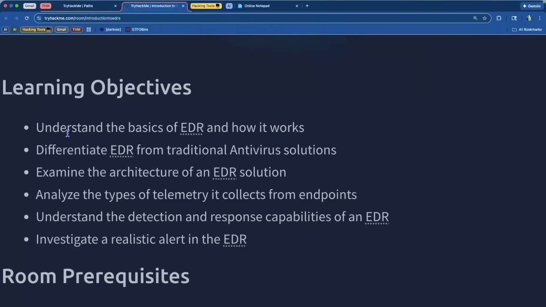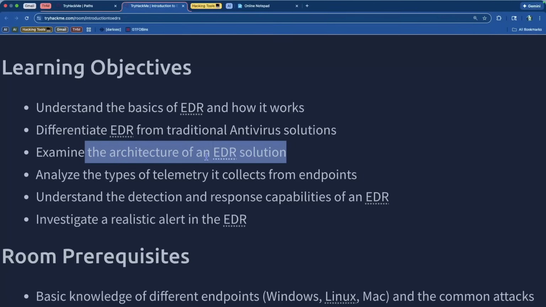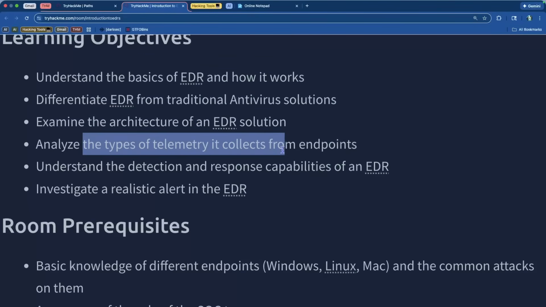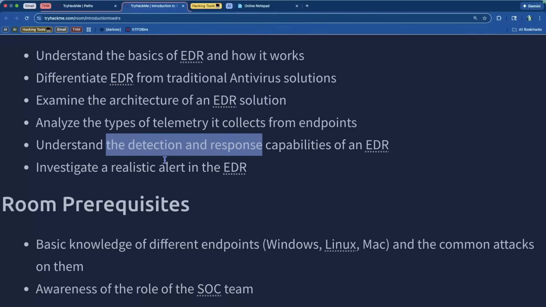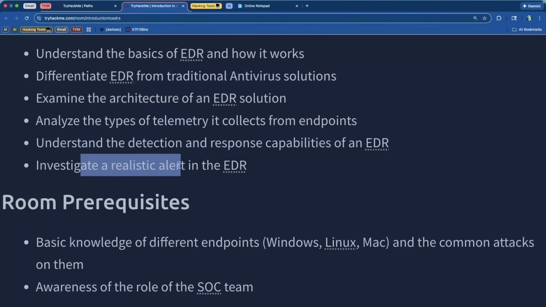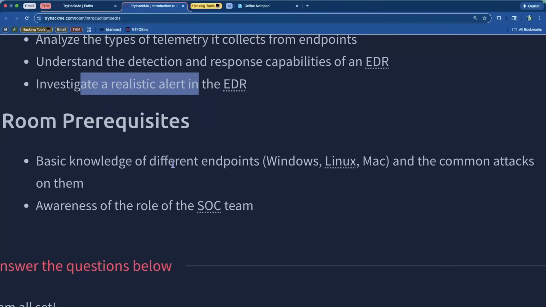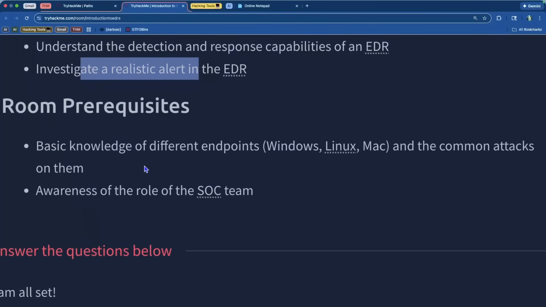So the objectives for today's video are to understand the basics of EDR and how it works, differentiate it from traditional antivirus solutions, examine the architecture of an EDR solution, analyze the types of telemetry that it collects from endpoints, understand the detection and response capabilities, and of course, investigate a realistic alert in the EDR, which is going to be towards the very end, so that we can apply all of this theory in real practical exercises.